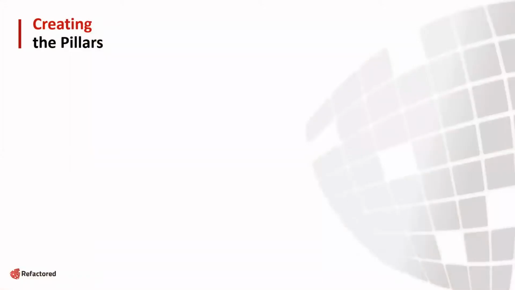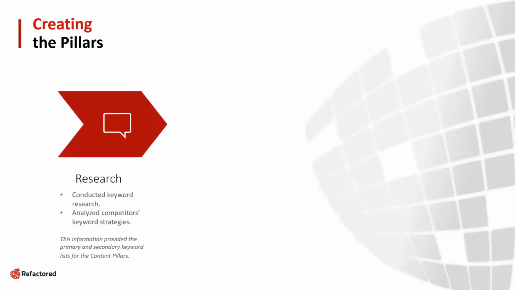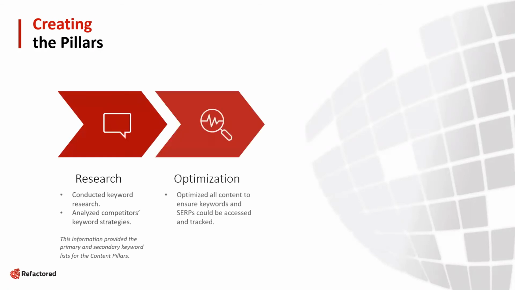So, as we're creating the pillars, we're going to walk through that process here. Refactored and our SEO partners at Pico Digital worked with Infinity QS to conduct keyword research and analyze the competitor keyword strategies. That information provided the primary and secondary keyword list that we needed to help develop that initial content pillar. Then the Refactored team developed a strategy for 4 new interactive multi-page resource sections.